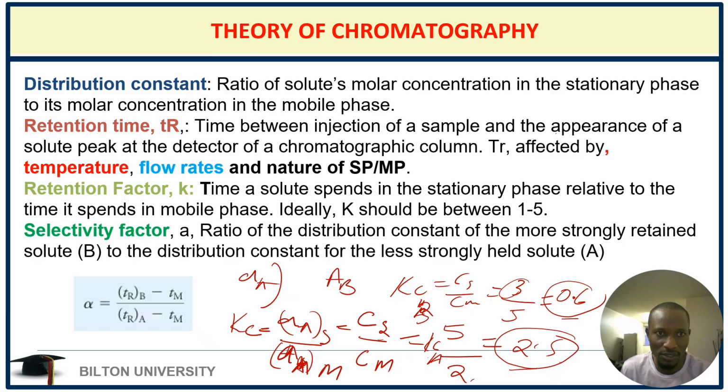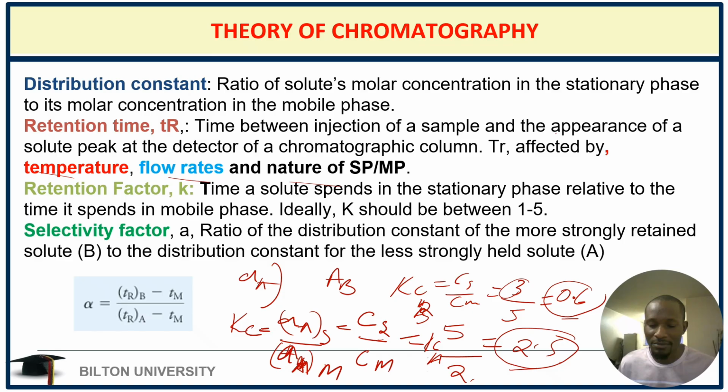We have also what is called retention time. Of course, we have said that retention time is the time taken for the sample to move from injection time, or the time you introduce it, until the time it gets out. Now, we have factors that can affect the retention time. It can be affected by temperature, flow rates, and the nature of the stationary phase or the mobile phase. Let's look at the temperature. How does the temperature affect retention time?